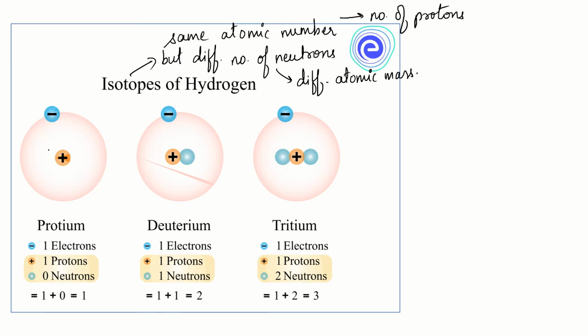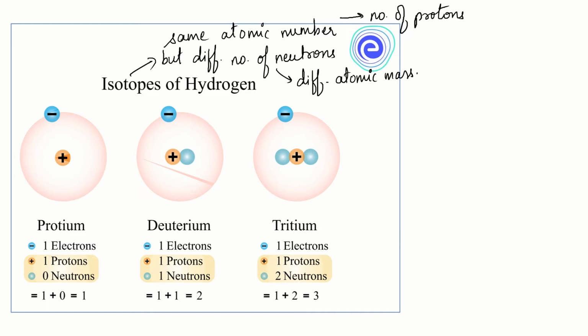So in the case of protium or deuterium, you're seeing there's one electron there, and in the nucleus you see that there is one proton, which is the plus charge. But in protium, there is no neutron, so it's only one proton, one electron. And in deuterium, which is an isotope of hydrogen, you will see that there is one proton and one neutron in the nucleus.